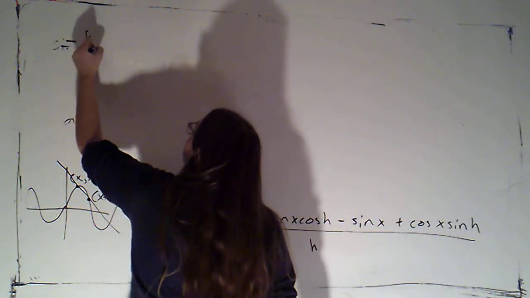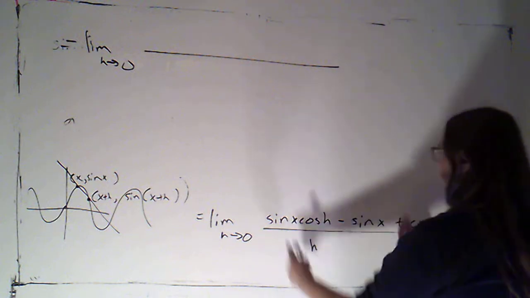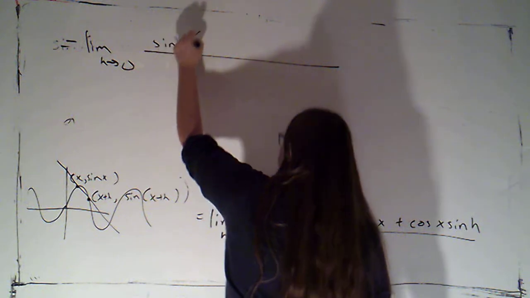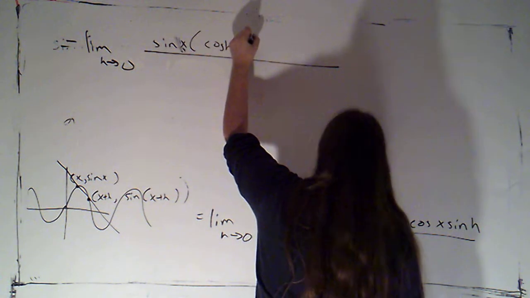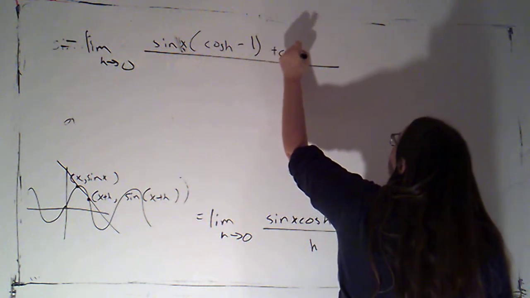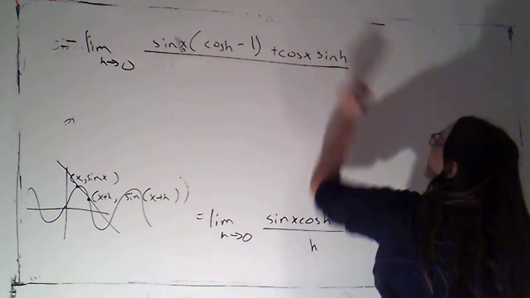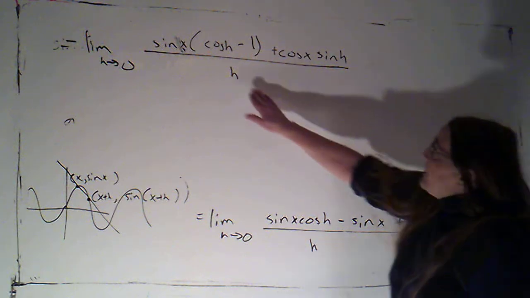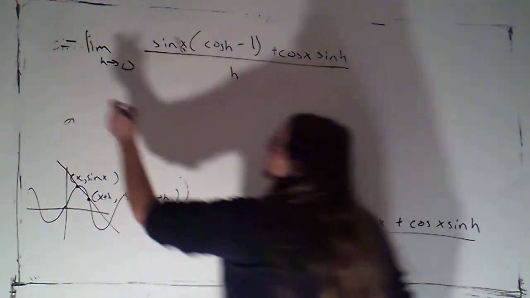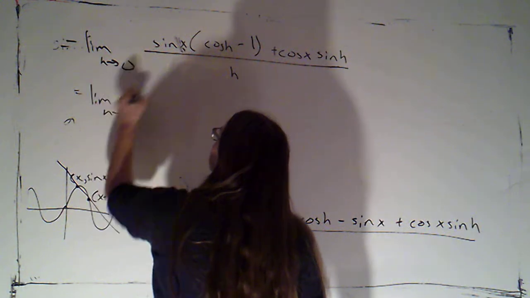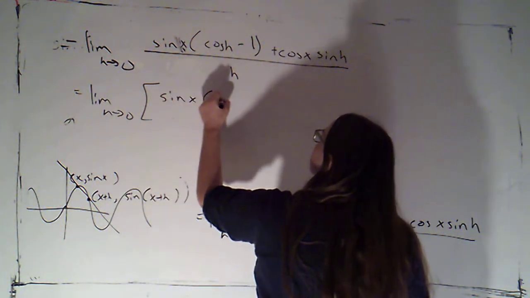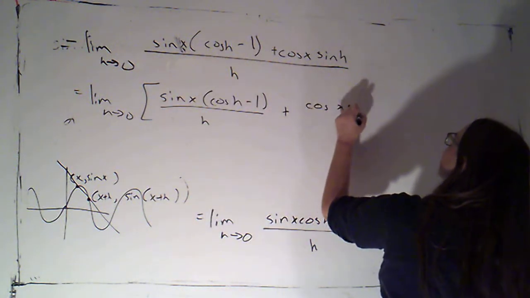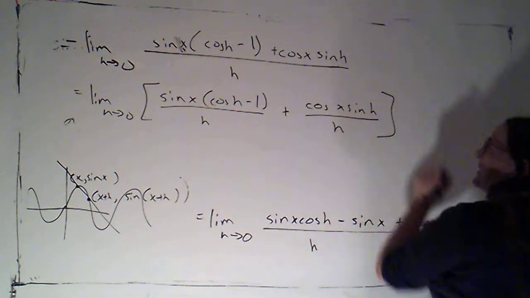So we can say we've got the limit as h goes to 0. From this first group, I'm going to factor out the sine x. So that's sine x times cosine h minus 1 plus cosine x times sine h, and it's all over h. And then I'm going to just distribute the division by h. So this is the limit as h goes to 0 of sine x times cosine h minus 1 over h plus cosine x times sine h over h.